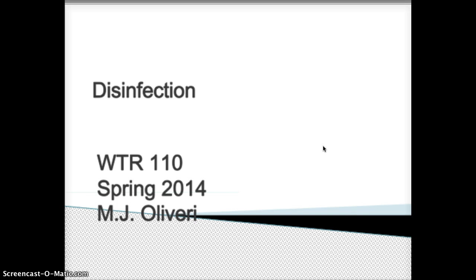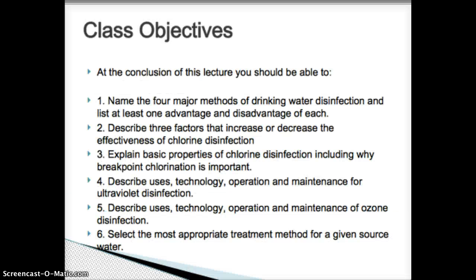Let me just start with objectives. The class objectives for the week are, by the end of this week, and after all the activities that you do, you should be able to name the 4 major methods of drinking water disinfection and list at least one advantage and disadvantage of each.